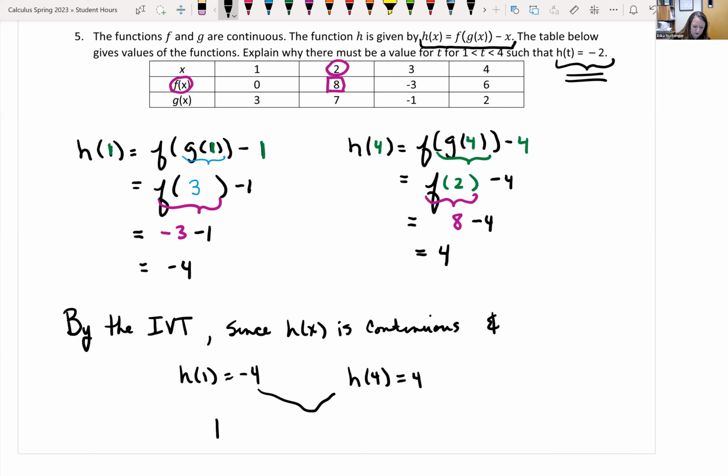So therefore, h of t equals -2. Therefore, there must be a t such that there must be a t that's in the interval, so contained in the interval between 1 and 4, such that h of t equals -2.